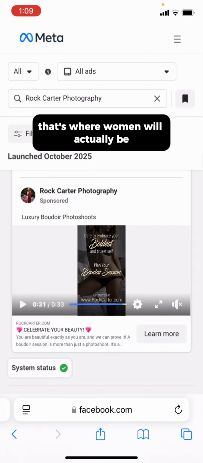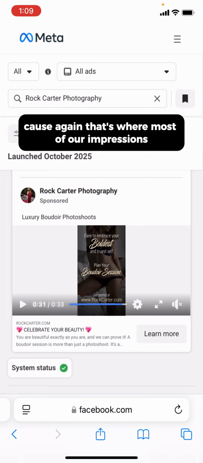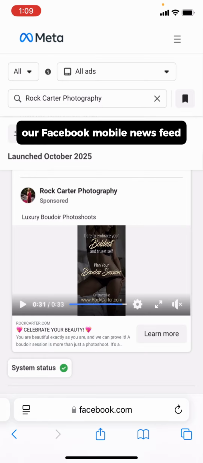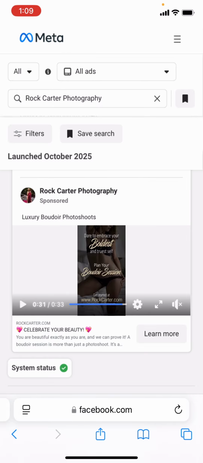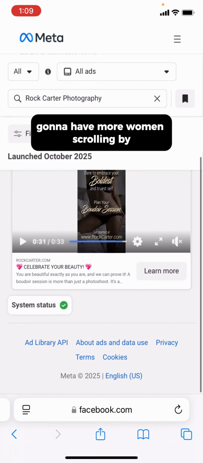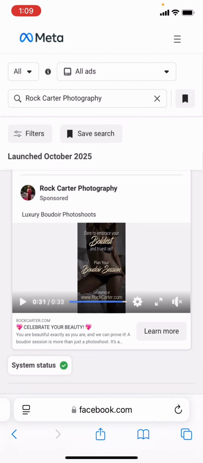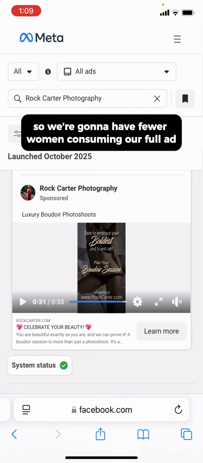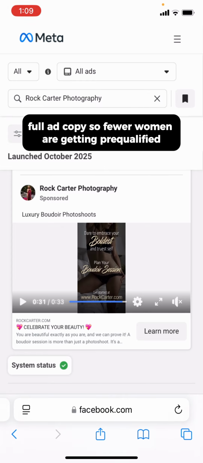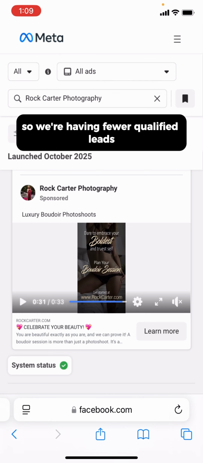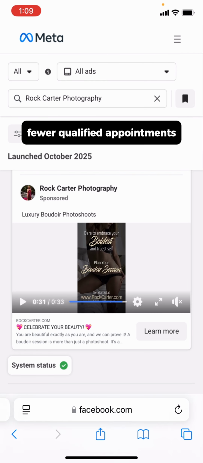So that's where women will actually be. Because again, that's where most of our impressions are, our Facebook mobile newsfeed. All right, so we're missing negatives. We're gonna have more women scrolling by. Less women feel like we're speaking directly to them. So we're gonna have fewer women consuming our full ad copy. So fewer women are getting pre-qualified. So we're having fewer qualified leads, fewer qualified appointments.